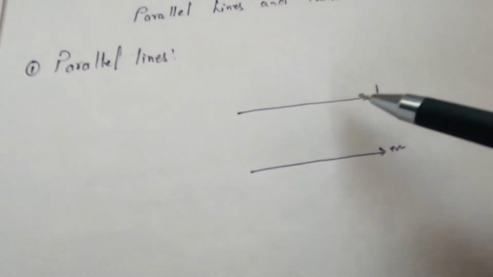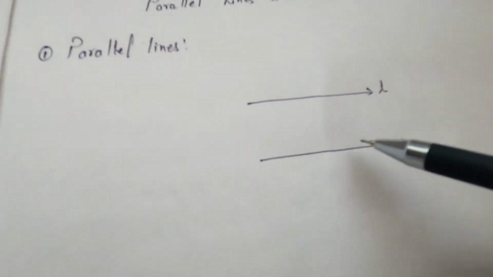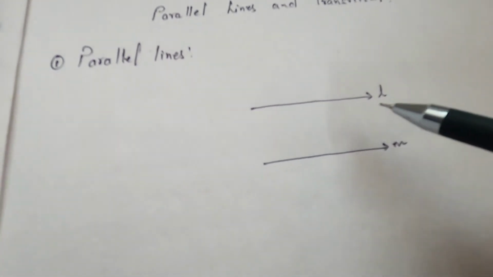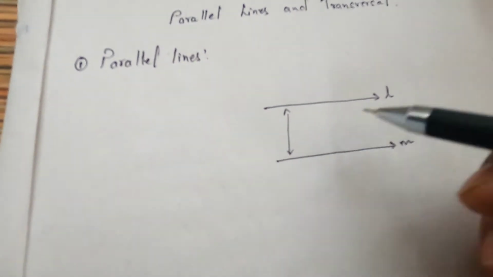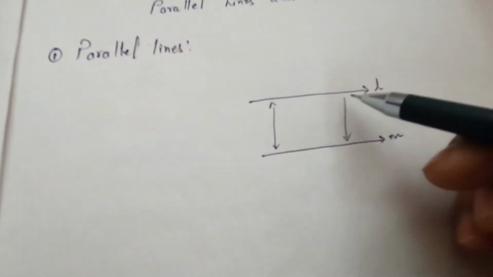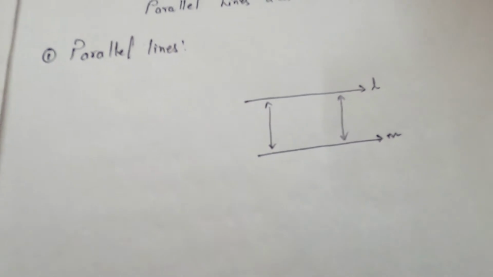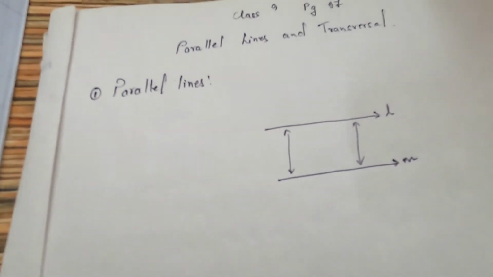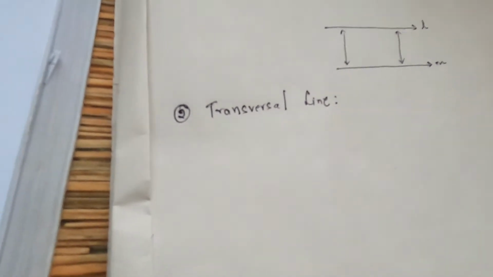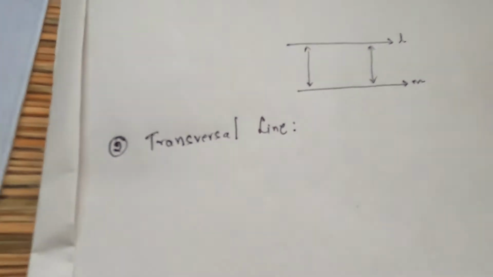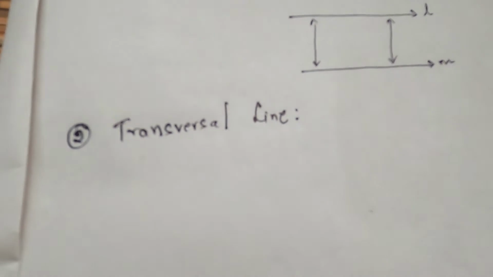So any two lines which do not meet are known as parallel lines, and also the distance between them is equal. So parallel lines will never meet one another. So that's all about parallel lines. The next topic that we will be discussing is transversal line.